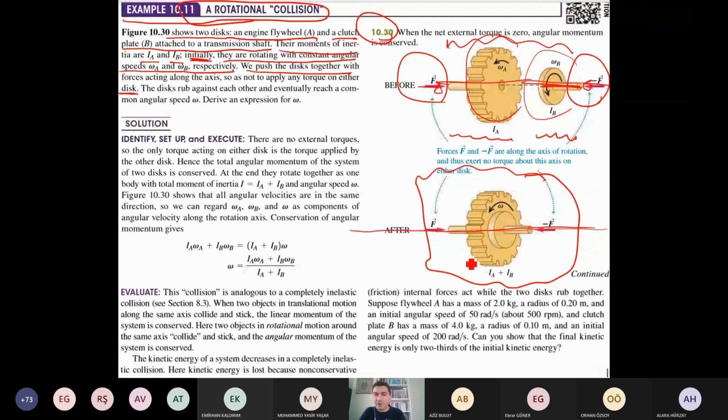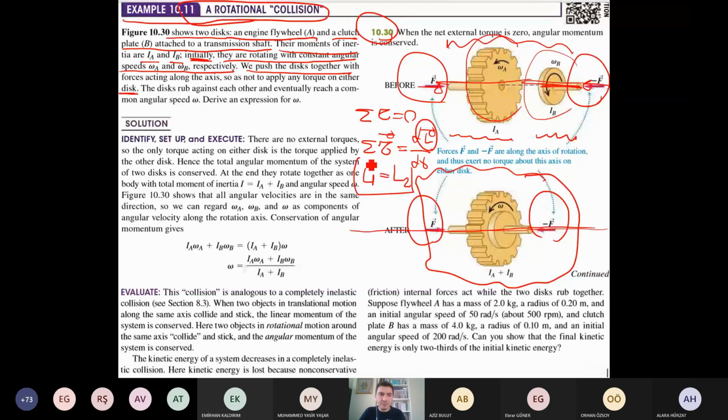Then the net external torque around the rotation axis is 0. Then if you apply this rule, the angular momentum is conserved, angular momentum is constant, so the initial angular momentum of the system is equal to the final angular momentum, okay? So what about the initial angular momentum?